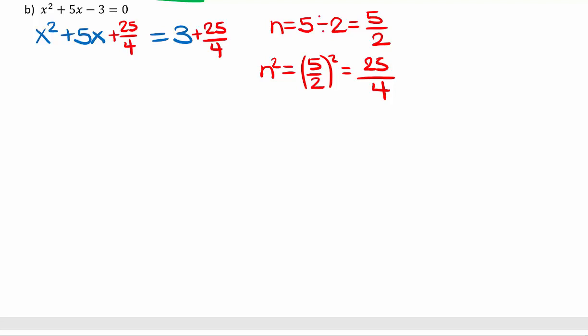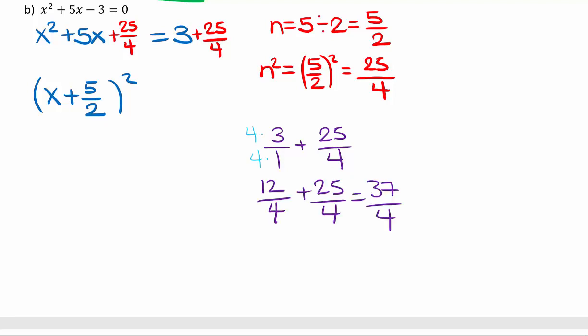Step 3 is factor. This one has a plus sign because it was a plus 5. And it's always going to be x either plus or minus whatever your n was, or whatever you squared. So this one is x plus 5/2 squared. Now I do have to figure out what 3 plus 25/4 is. I'll get a common denominator to do that. Let's see, 12 plus 25 is 37. So 3 plus 25/4 is 37/4.